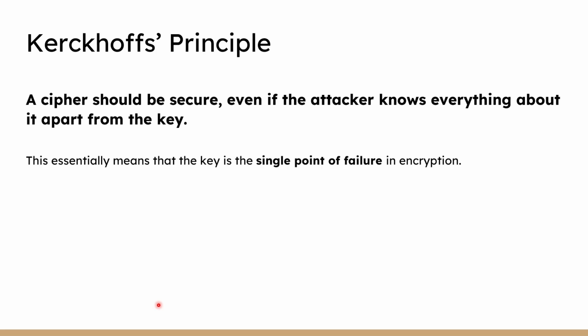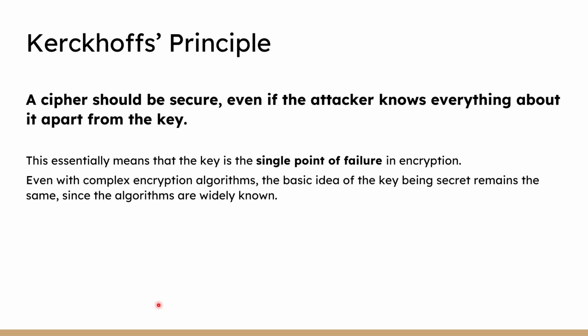There's an important thing called Kerckhoffs's principle, which is basically that a cipher should be secure even if the attacker knows everything about it apart from the key. So this key is the single point of failure in encryption. If it gets leaked, everything's compromised, because it doesn't matter how complex you make the encryption algorithm. Anyone can look up how RSA works. It might be hard to understand, but the basic idea is that the key is secret.